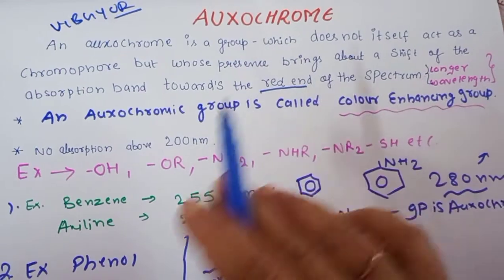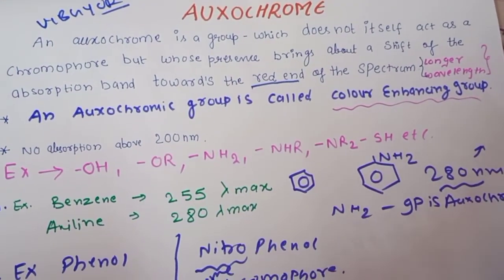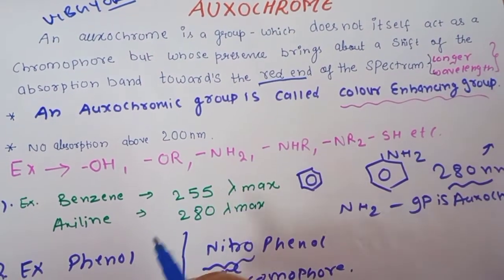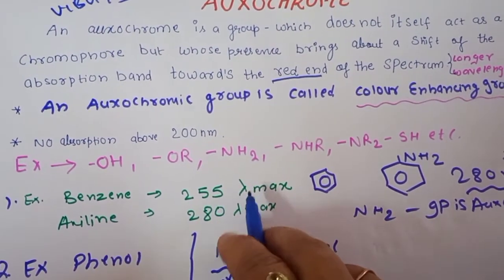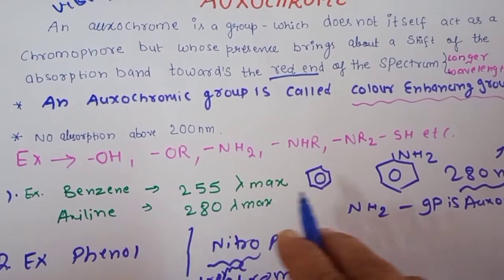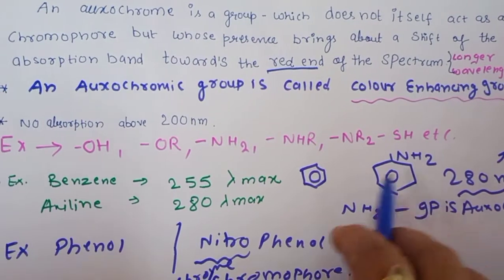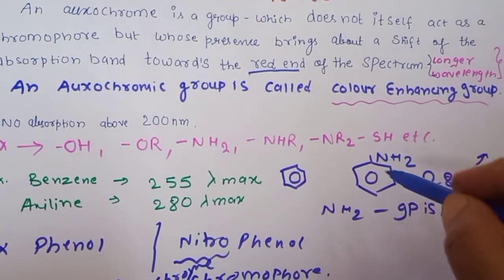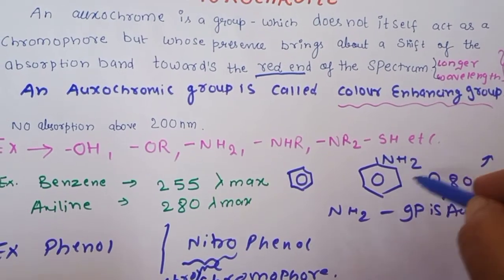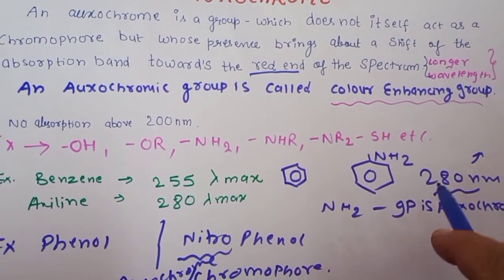They alone do nothing, but if they are present, they help to increase the absorption wavelength. Now for example, benzene is colorless, but if we talk about aniline, the absorption wavelength will shift to 280. For benzene the value is 255, but if an NH2 group is introduced, that is aniline, the absorption wavelength will shift towards the higher side, that is 280 nanometer.